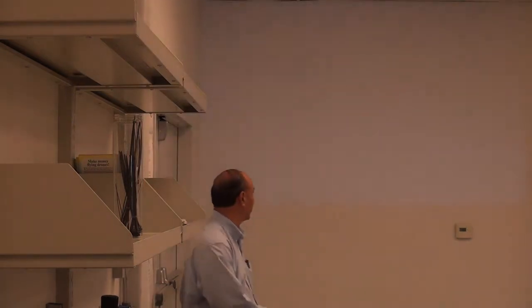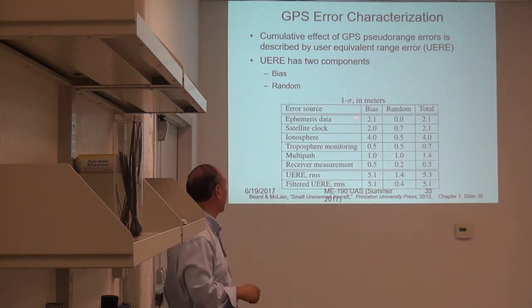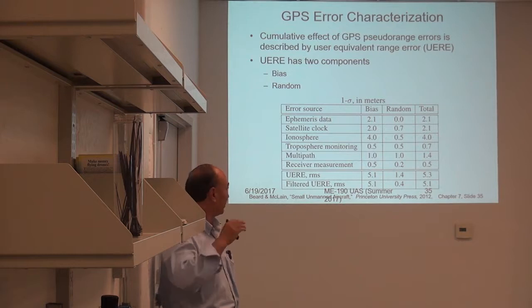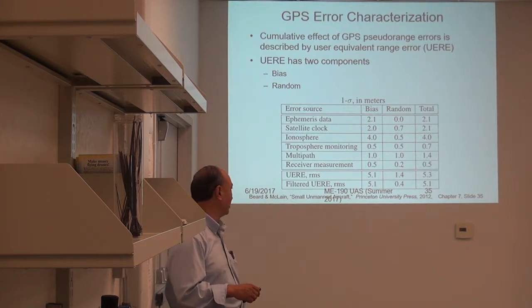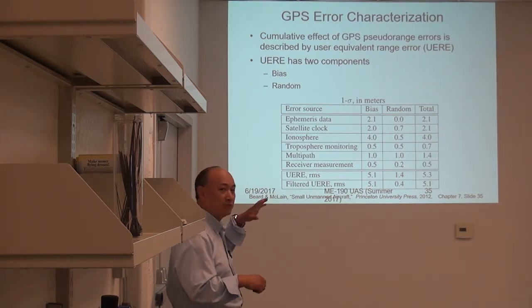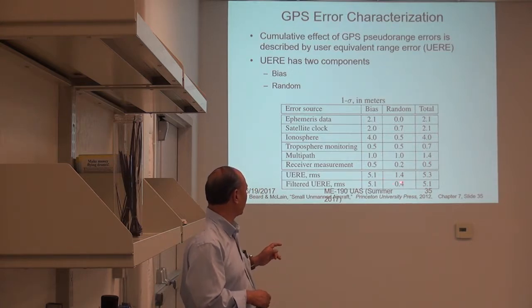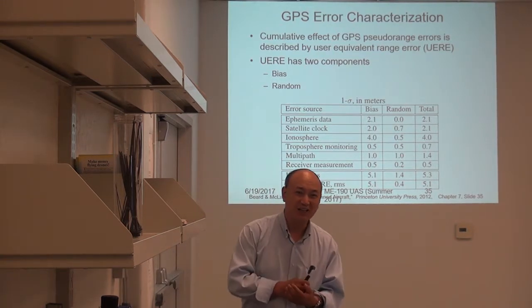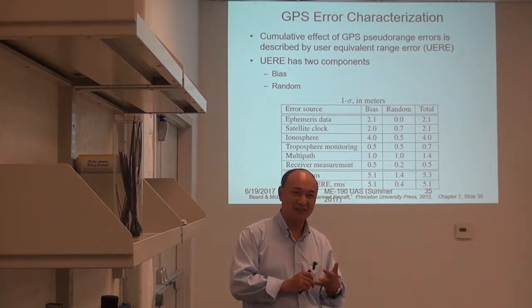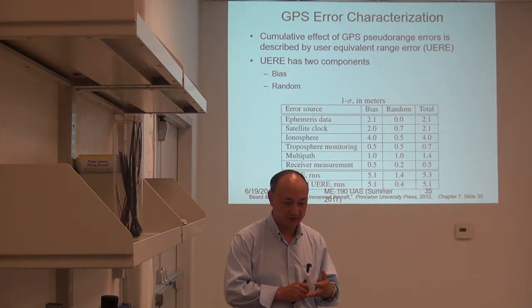So let me go back to this one. Because it's so random, talking about absolute value is meaningless. You have to talk about sigma and mean. So sigma is 5.1 meters, and the randomness is 1.4. So in total, it's 5.3 meters. Then after you do some filtering, this is smaller, but this bias is still there. So in total it's like 5 meters. That's why we should understand that the GPS error is around 5 meters.